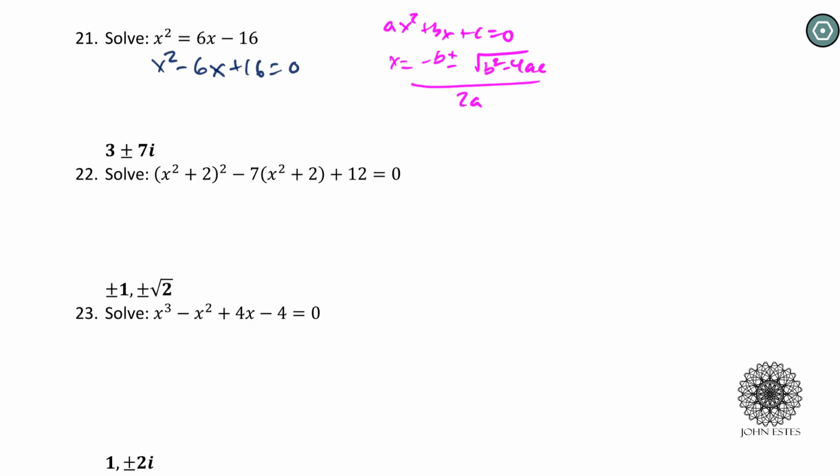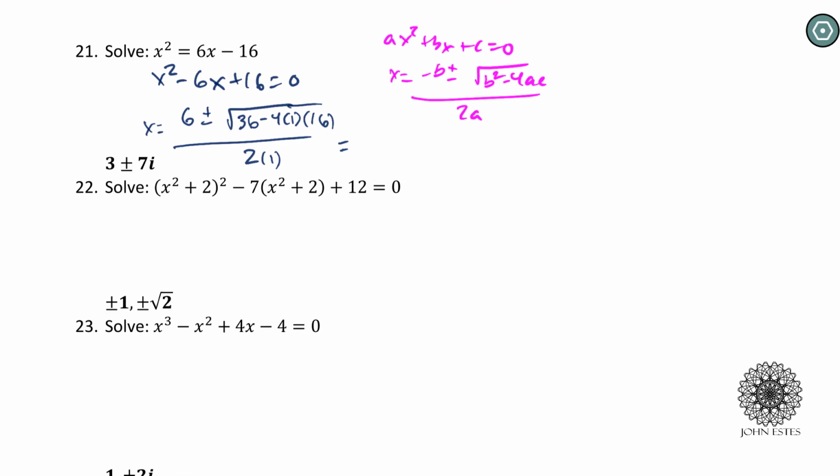So in this case, what that means then is x equals negative b, which is 6, plus or minus the square root of b squared, which is 36, minus 4 times 1 times 16 all over 2a, or 2 times 1. So then underneath the radical I have 36 minus 64, so that results in 6 plus or minus the square root of a negative 28 all over 2.